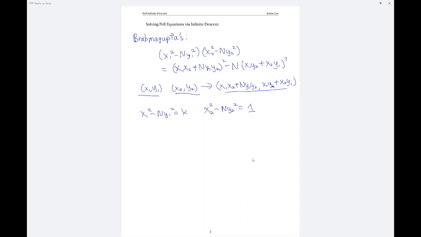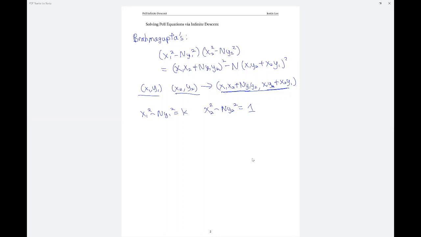So really what this gets us is infinite ascent, where we go from one smaller solution and we generate an infinite number of larger solutions. Because you'll note that as long as we pick x2 and y2 to be positive, which of course we can do by taking absolute values, then this solution will be strictly larger than x1, y1.